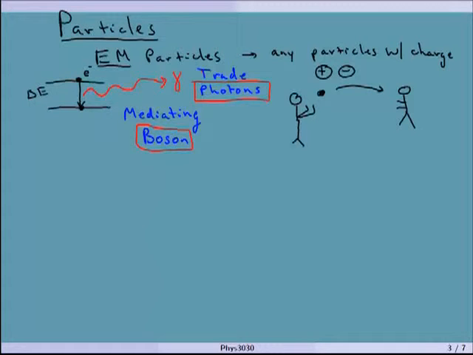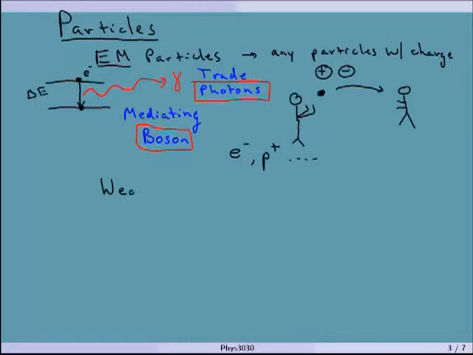And of course, there are good examples of particles that take part in the electromagnetic interaction. And we already wrote down the electron. There's the positron, and anything else with charge.